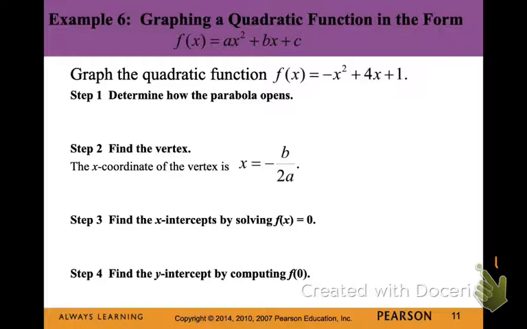And so the first step is determine how the parabola opens. So we look at the a value. Since this one is negative, our parabola is going to open down. Now, rather than completing the square and putting it in vertex form, we're going to work with standard form.